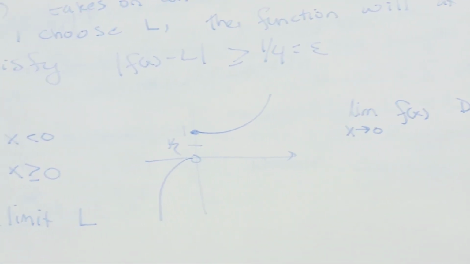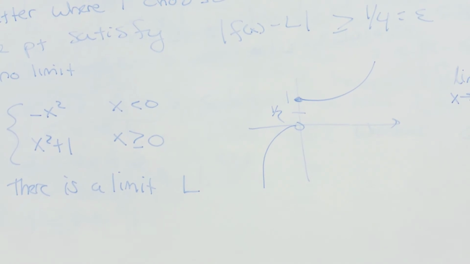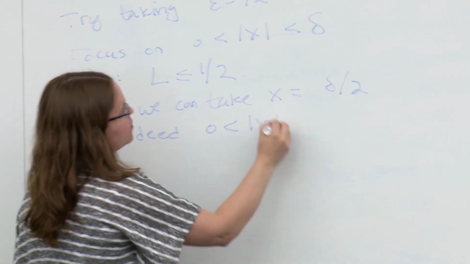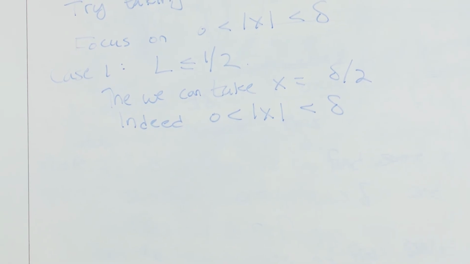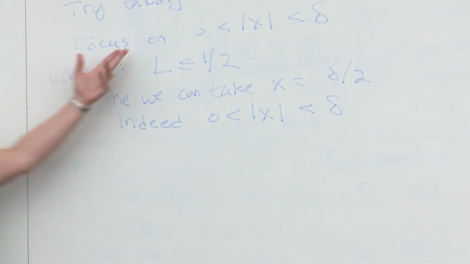So what we want to do, our limit, this is 1/2. We've assumed our limit is somewhere down here. We're trying to find a value of x where f doesn't get close to that. So we should be trying to take a value of x over here that's positive, right? It's positive, and it has to live in this window. So let's take x equals, say, delta over 2. Okay? And then indeed we do have that 0 is less than absolute value of x is less than delta. Right? So our x values are within the required window. That means our f values should also be within the required window if the limit happens to be less than a half.